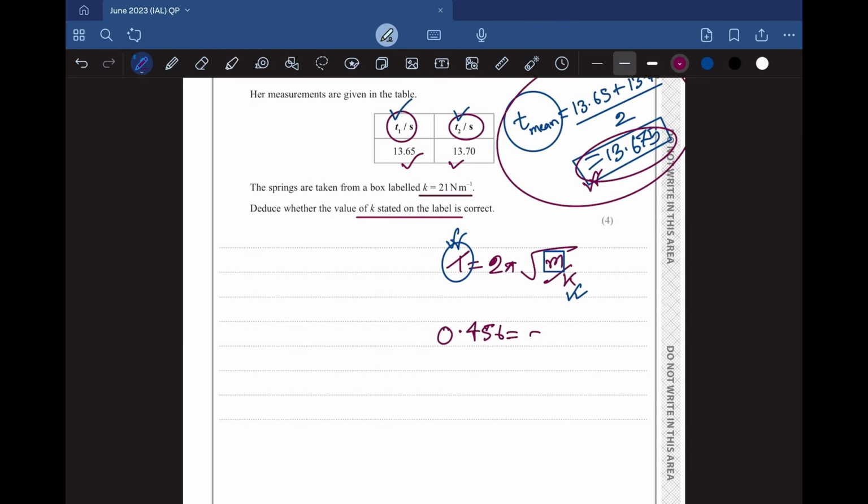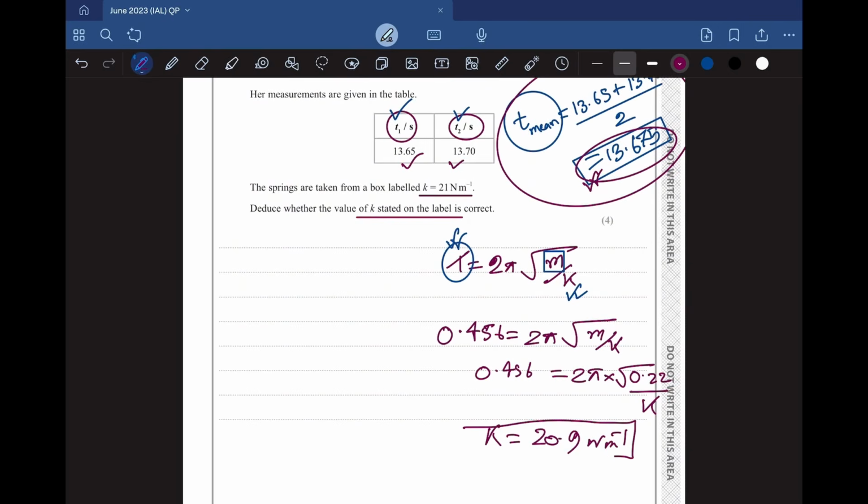0.456 is equal to 2 pi root over mass by k. So 0.456 is equal to 2 pi into root over 0.22 by k, and if we make k the subject, our k will be equal to 20.9 Newton meter minus 1.